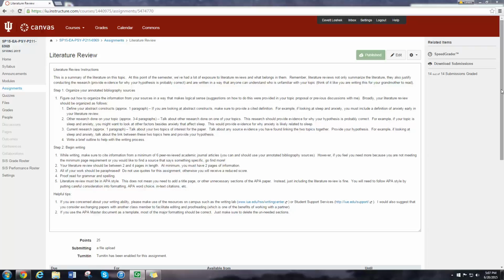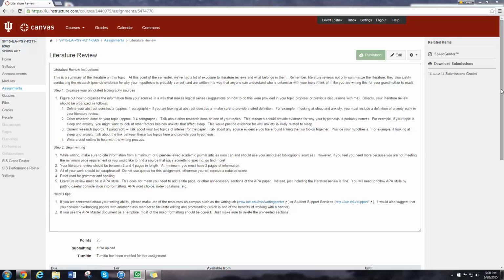One thing when organizing your work that is a big pet peeve of mine is that you're making one paragraph per source. That's not how to correctly organize the information. You should be organizing your information based off of these three categories in step 1, which are current research, other research, and defining your abstract constructs. This means you should be talking about multiple academic journal articles in one paragraph. So organize your work by idea, not by source.